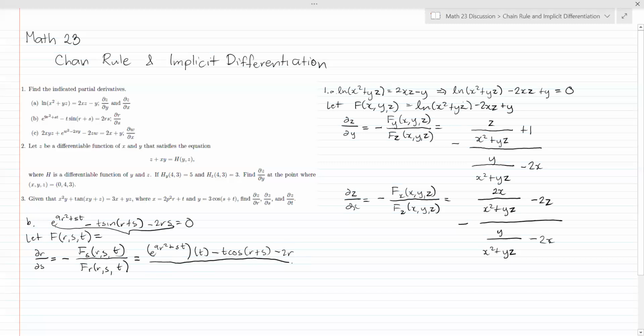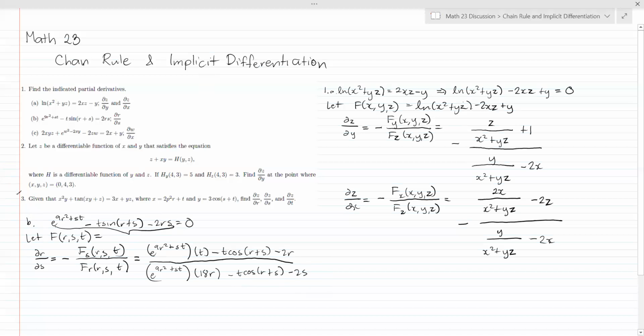Over partial in terms of r. E to the 9r squared plus st by chain rule, yung may r dyan na part is 18r, correct? 18r. And then minus t cosine of r plus s by chain rule, derivative is 1. Then minus 2s. Okay? And then try natin ang letter C.